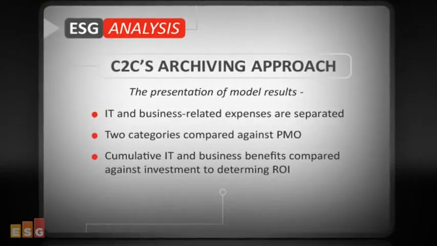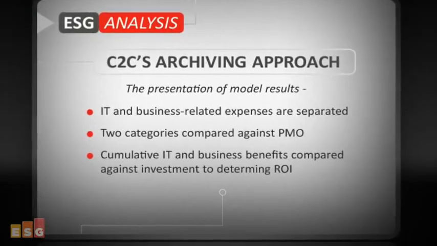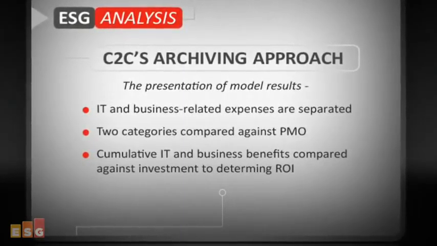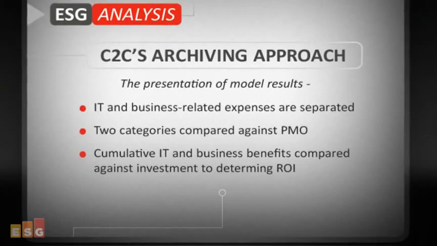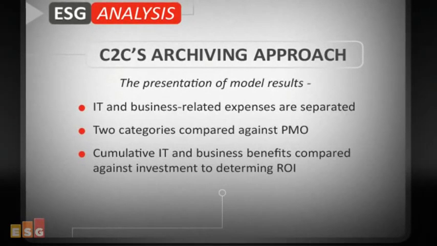By separating the costs into two categories, IT can see what they specifically get out of an email archiving investment to sell to their management, and then provide their management with a means to cost justify email archiving to various business stakeholders. The cumulative IT and business benefits are then compared against the investment in C2C's Archive One email archiving solution to determine an overall ROI. The ROI incorporates the cost of money over a 5-year period and substantial corporate tax rates, two examples of metrics that are not always part of a TCO or ROI model.